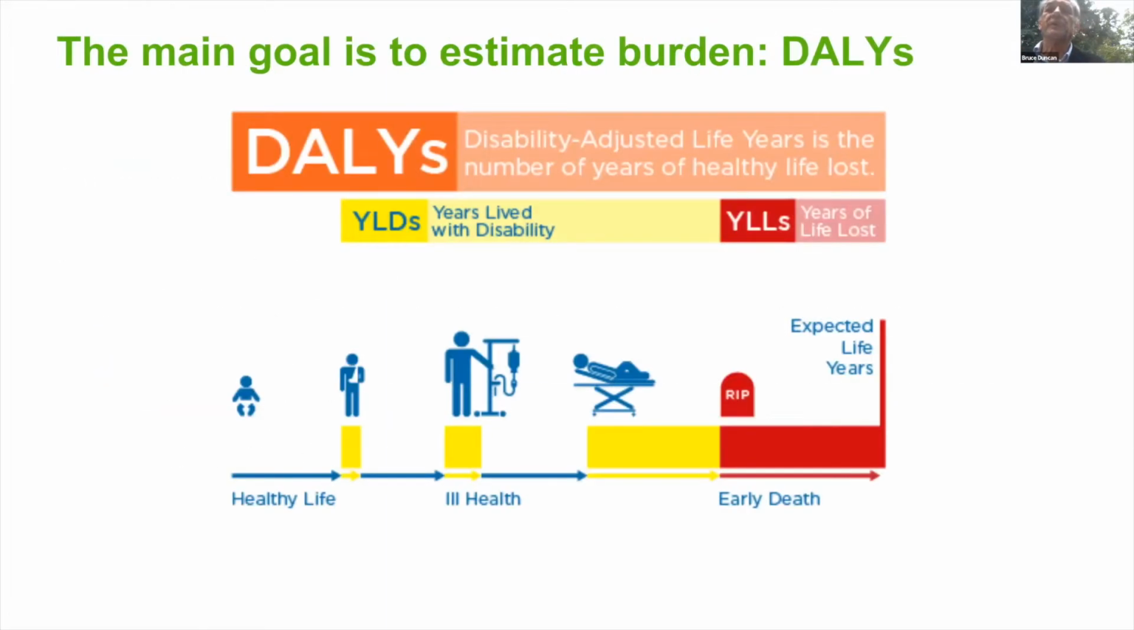The main goal of the GBD is to estimate burden, and the main metric for burden is DALYs. The DALYs are disability-adjusted life years. That's to say disability-adjusted life years lost to disease. That's the number of years of healthy life, completely healthy life, lost. DALYs are made up of morbidity and mortality. On the left, you have YLDs, or years lived with disability, which cover the morbidity part. To the right, you have YLLs, or years of life lost, which cover the mortality part.